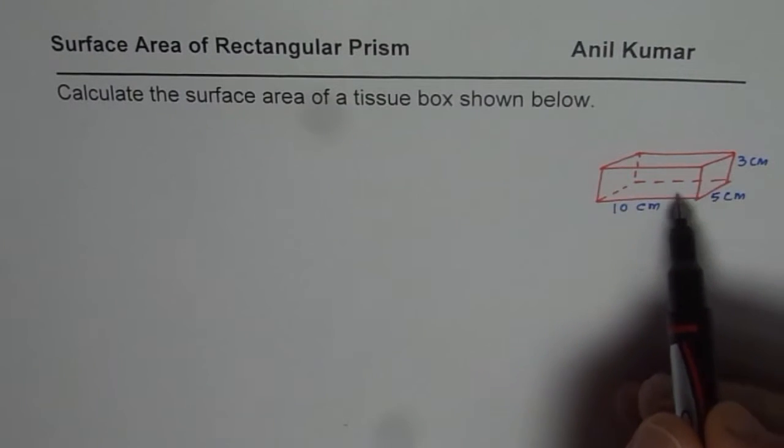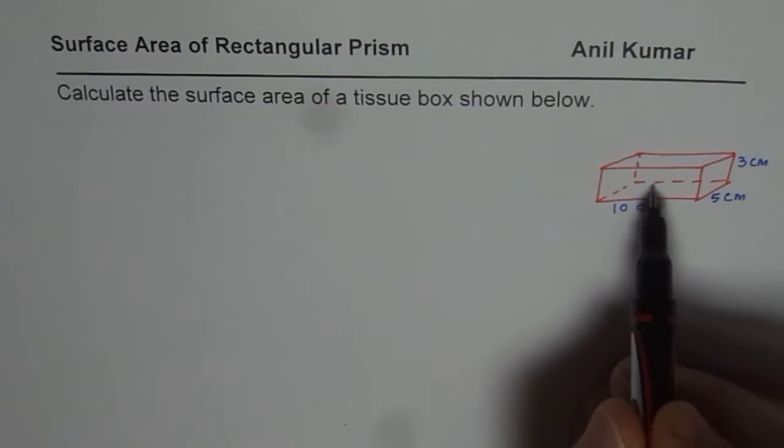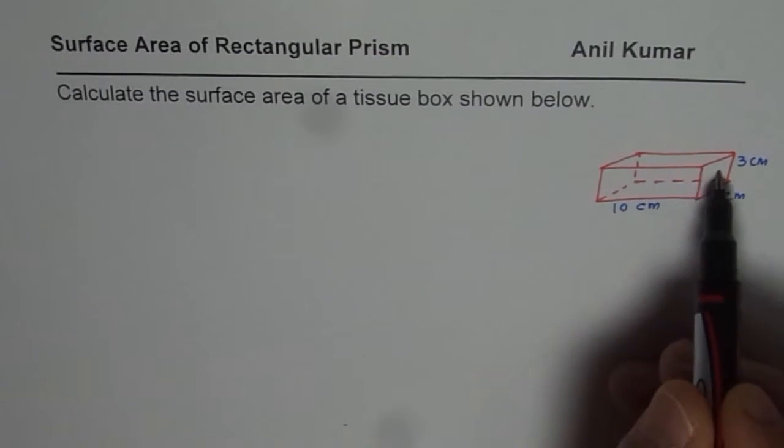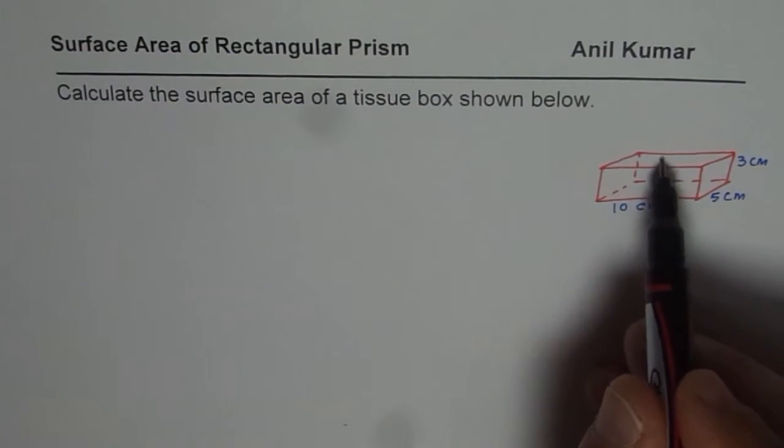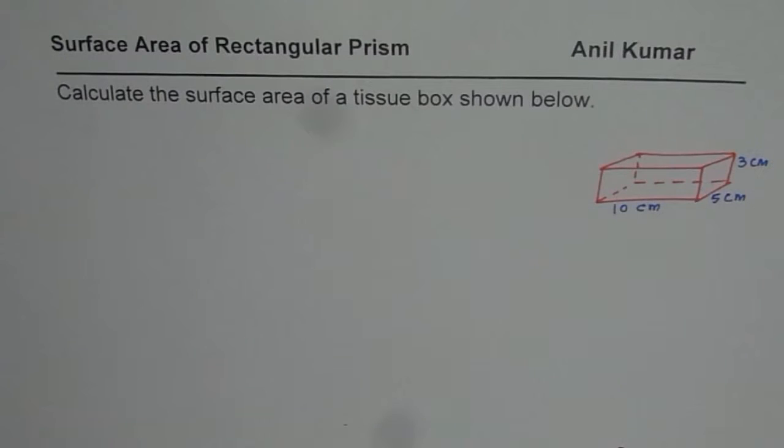So we have 6 rectangles, if you can see. This is the front and back. These are the two on the sides, right? Top and bottom. So these are 6 surfaces whose area we need to find. And all these surfaces are rectangular in shape.